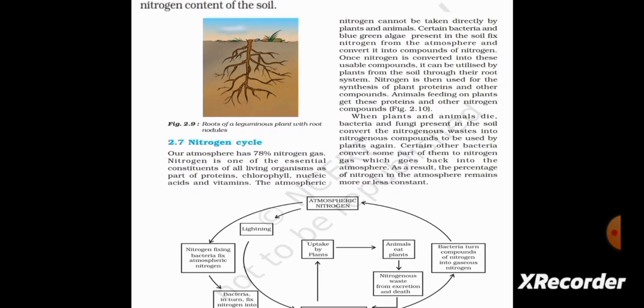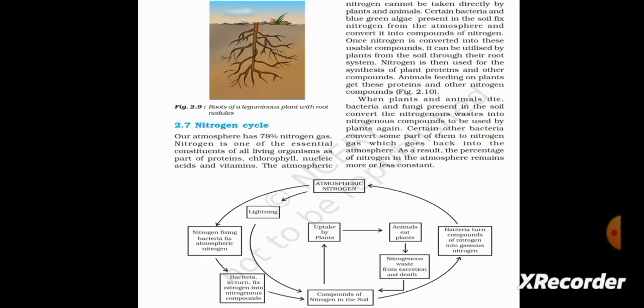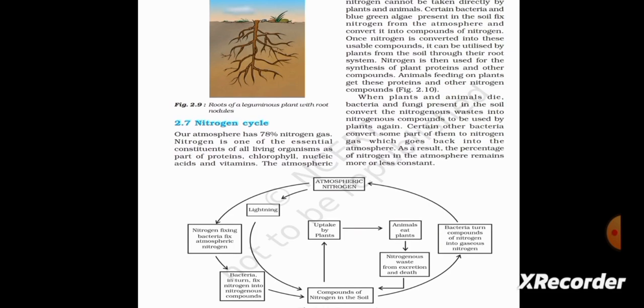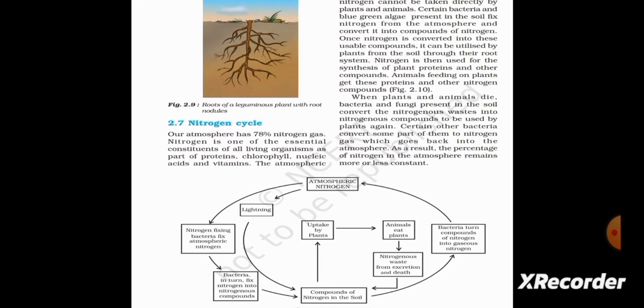Nitrogen cycle. Our atmosphere has 78% nitrogen gas. Nitrogen is one of the essential constituents of all living organisms as part of proteins, chlorophyll, nucleic acid, and vitamins. The atmospheric nitrogen cannot be taken directly by plants and animals. Certain bacteria and blue-green algae present in the soil fix nitrogen from the atmosphere and convert it into compounds of nitrogen. Once nitrogen is converted into these usable compounds, it can be utilized by plants from the soil through their root system.